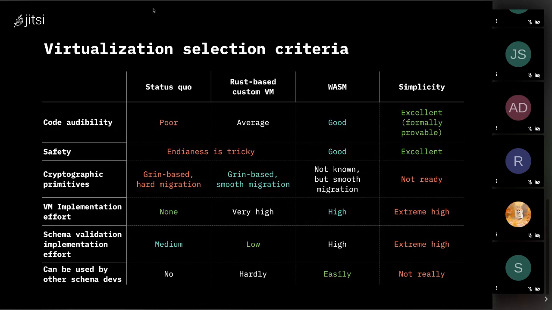You run the equation and basically you prove mathematically the validity of the procedure against certain assumptions. And that was one of the main reasons why we were looking into simplicity. The second parameter is safety. And again, simplicity is the safest of all options.